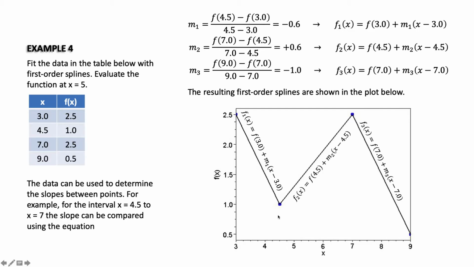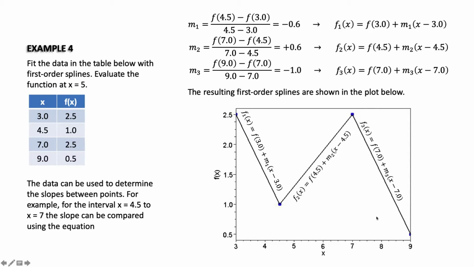From this equation, we are able to get the points in between x equals 4.5 and x equals 7. Finally, for this line, the slope is negative 1, and the equation is f at 7.0 plus m3 times x minus 7.0. Using this equation, we are then able to derive the points lying between x equals 7 and x equals 9.